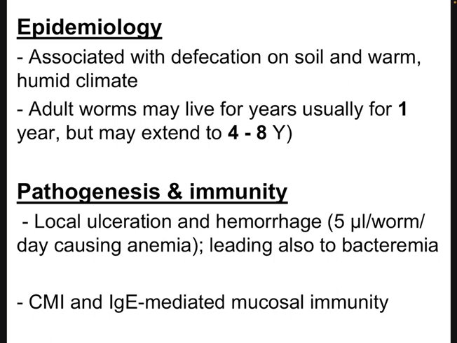Pathogenesis and immunity. The immune system acts against the worm. There will be local ulceration and hemorrhage. With hemorrhage, you get oozing of blood of about 5 microliters per worm per day. So this can lead to anemia.